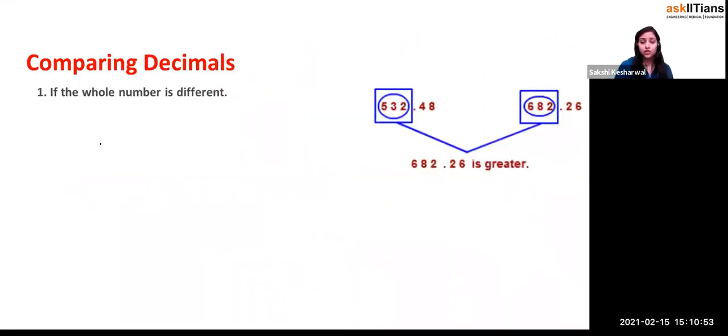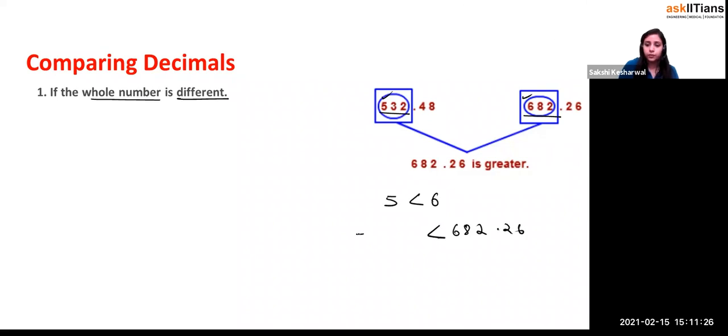So now let's do the comparison. See, the comparison is the same as the comparison we do for whole numbers, right? We check each of the place values of the numbers. So we say that if the whole part is different, then we don't have to see what is on the right hand side. So it is like 532 and 686. You compare this digit and this digit, right? Similarly, 6 is greater than 5. So definitely 682.26 is greater than 532.48. Doesn't matter, right?